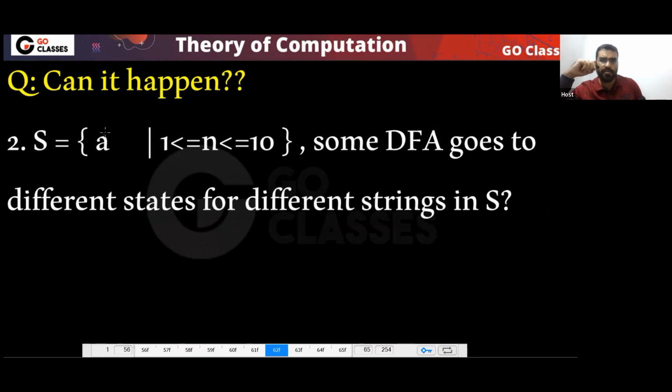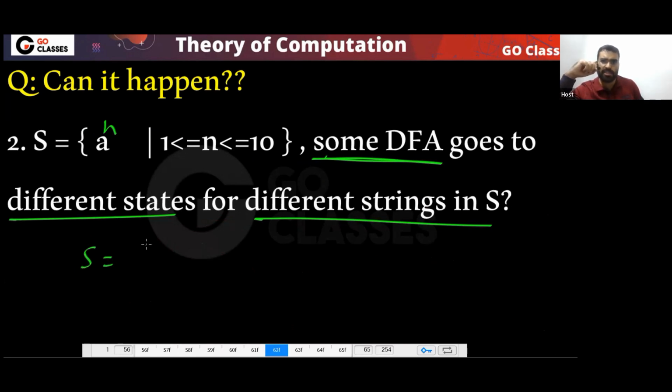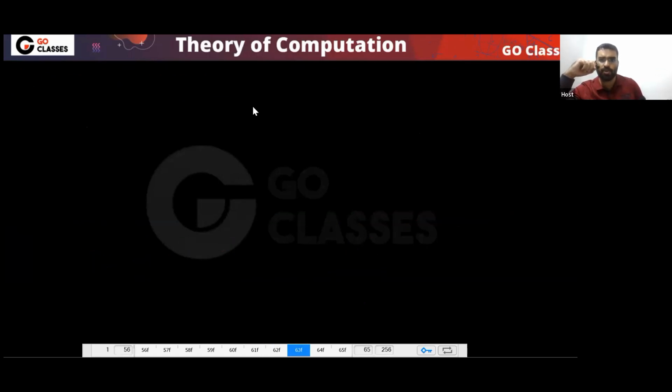Again, a power n, where n is greater than or equal to... basically, is there some DFA that goes to different states for different strings? Can it happen? Can you create a DFA which will go to different states on different strings? Remember, your set is a power 1, a power 2, and so on, up to a power 10. Yes, of course you can create it.